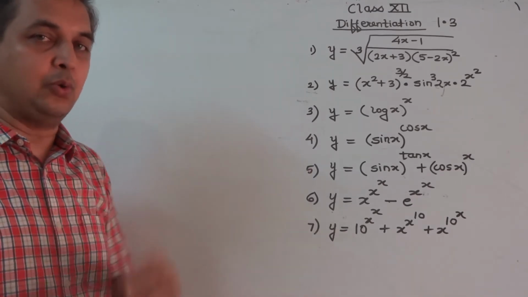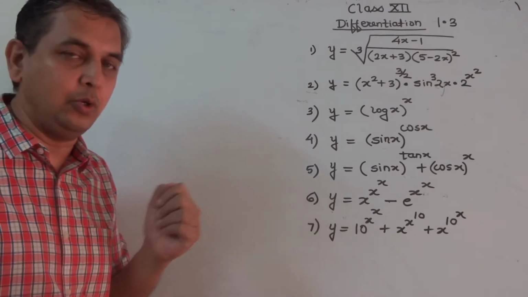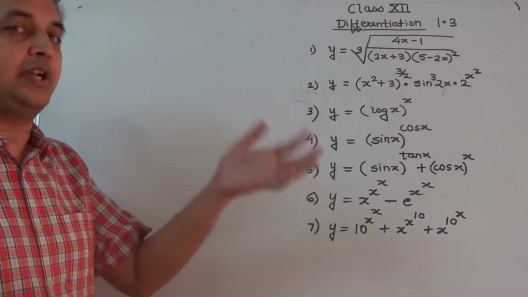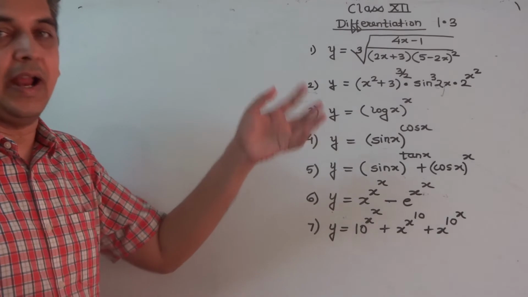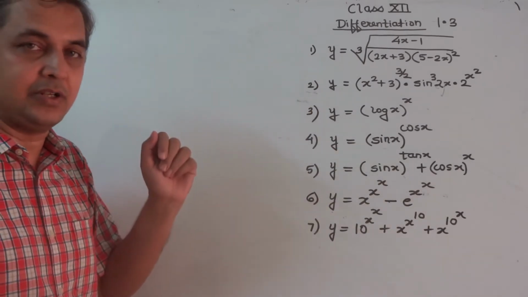product of more than two terms. If there are two terms in the product, we can directly use the product rule, u into v. But if there are more than two terms in product and division and power, then we can use logarithmic differentiation.